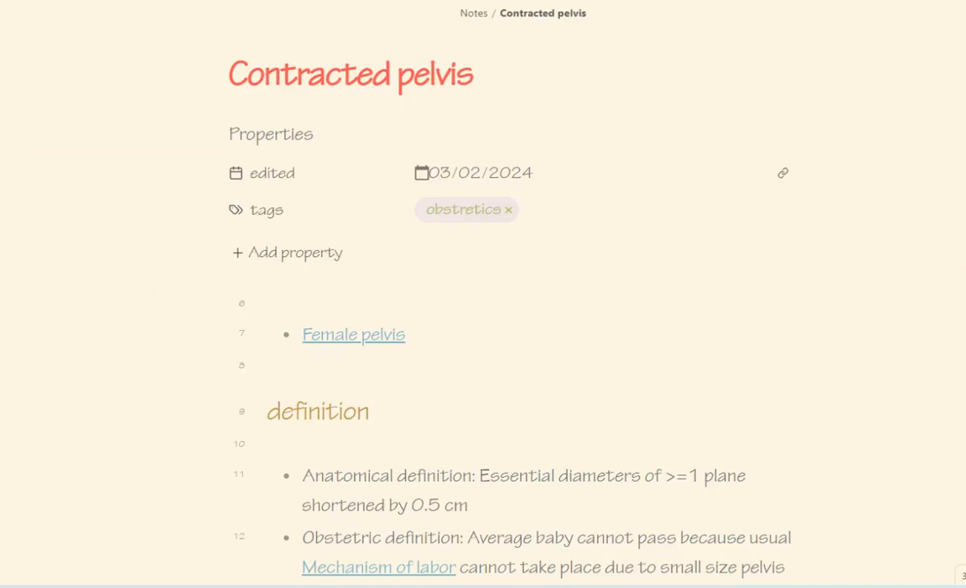So what is contracted pelvis? This basically comes in obstetrics. First of all, you should understand the normal anatomy of the pelvis. We will go into the normal anatomy of the female pelvis later, and the types of female pelvises. But now, first let's talk about what is contracted pelvis.